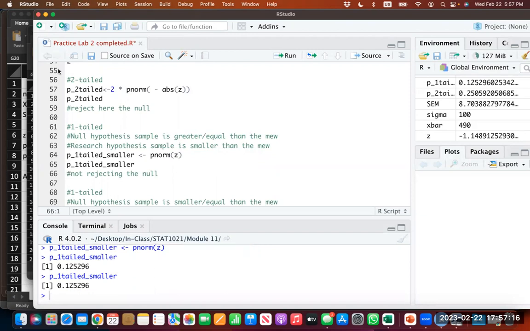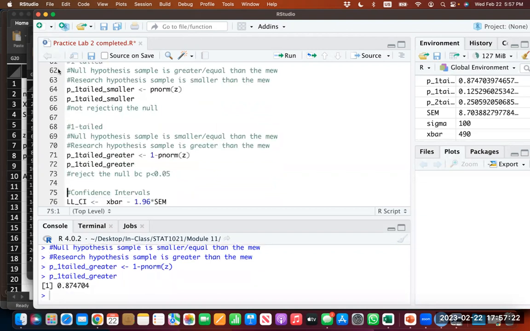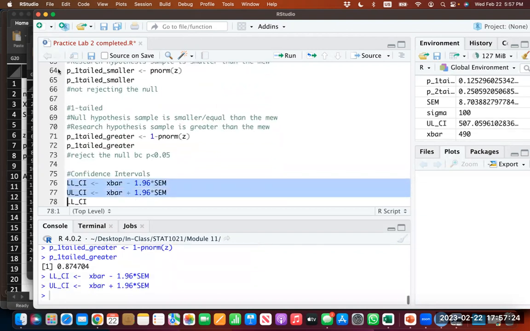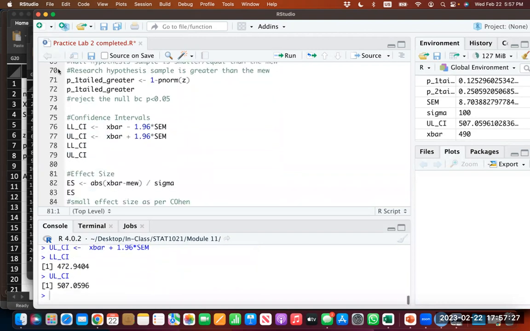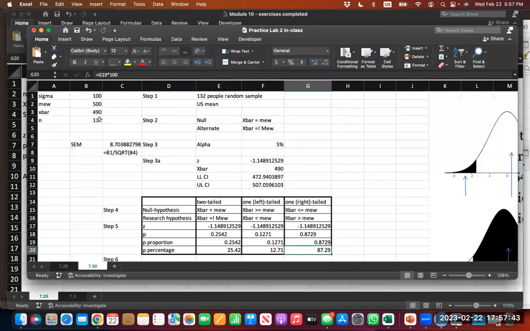So we have now lower, and here we have greater, which is basically here 0.87. Our confidence intervals are again the same, 473 to 507. Our effect size is here 0.1, so that's a small effect size. What would happen now if I wouldn't have studied 132 patients, but I would have studied 1,300 patients? Let's do this 1,320.